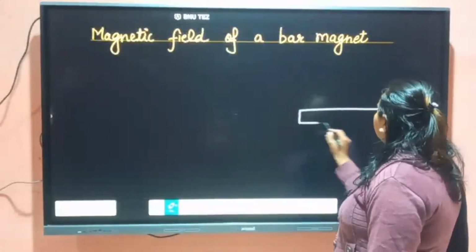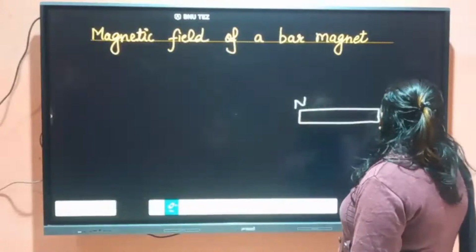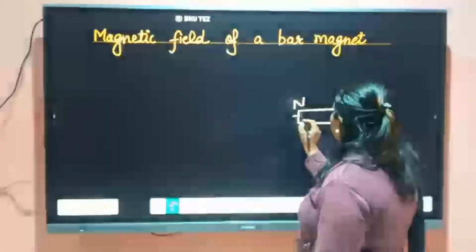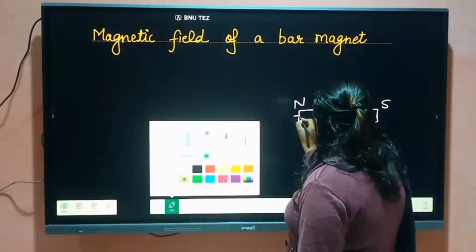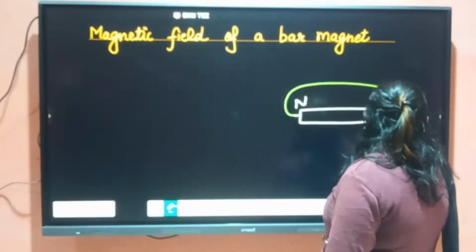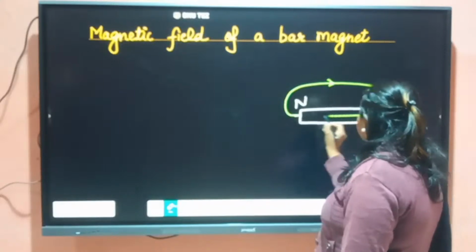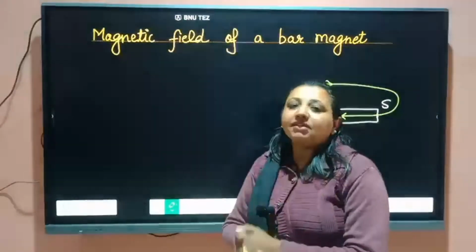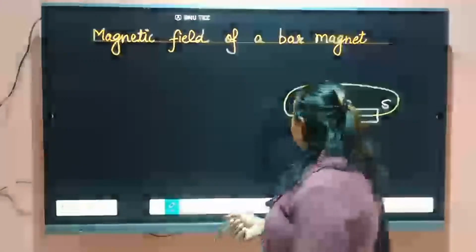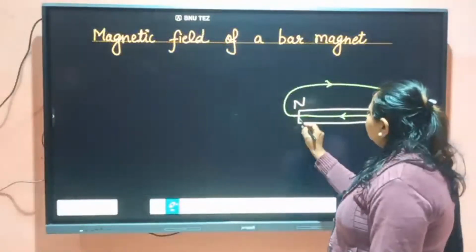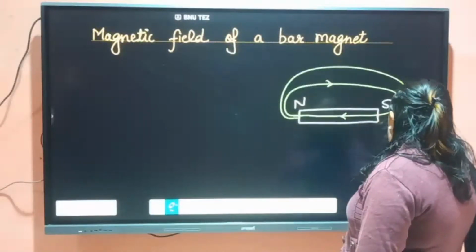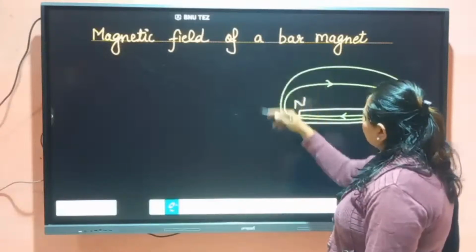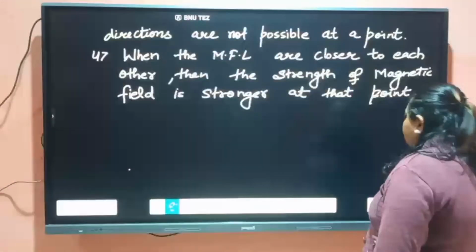Suppose we have this bar magnet having north and south pole. So what are the directions of the magnetic field lines across a bar magnet? The magnetic field lines start from outside the magnet, their direction is from north to south, and inside the magnet, their direction is from south to north. That's why they form closed loops. These are the properties of magnetic field lines which we have discussed. All the magnetic field lines start from north and end at south, and inside the magnet, just like this. The pattern forms like this.